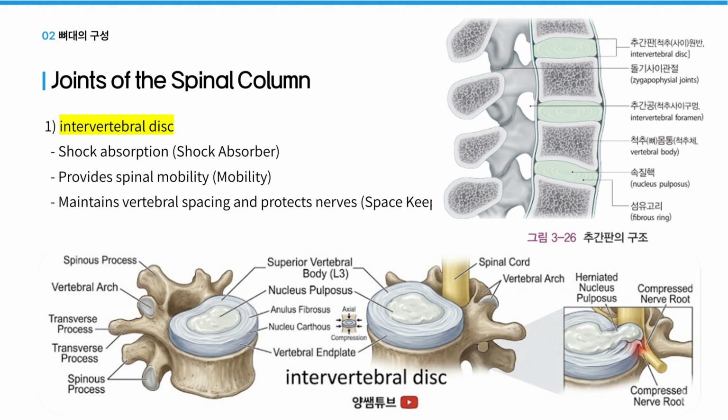Keep this structure in mind. The fibrous ring on the outside, the soft core on the inside. That's the key to understanding disc herniation.